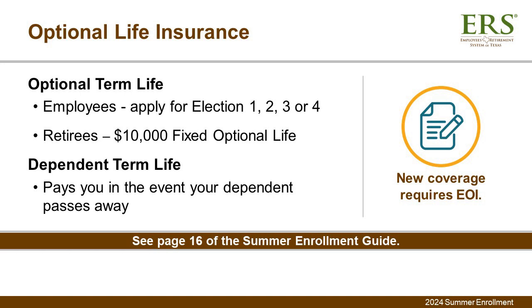If you're an active employee, you have 4 coverage level options. Election 1, the coverage amount is equal to your annual salary. Election 2, 2 times your annual salary. Election 3, 3 times your annual salary, or Election 4, 4 times your annual salary. If you enroll in or increase your optional term life insurance, you will need to initiate the Evidence of Insurability, EOI, process online and complete the EOI application. We'll talk more about the EOI process in just a moment.